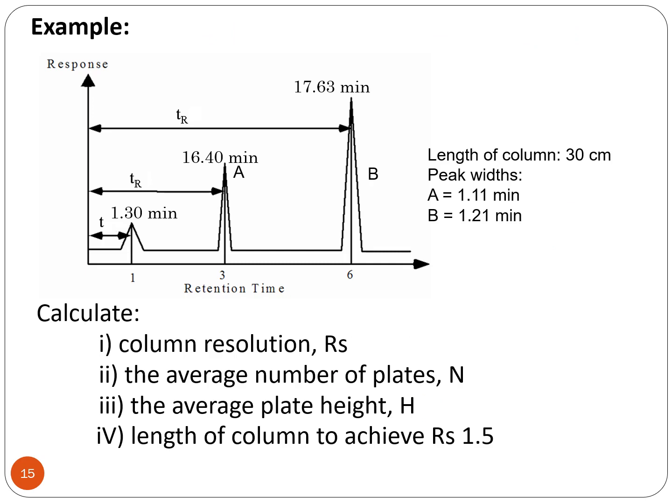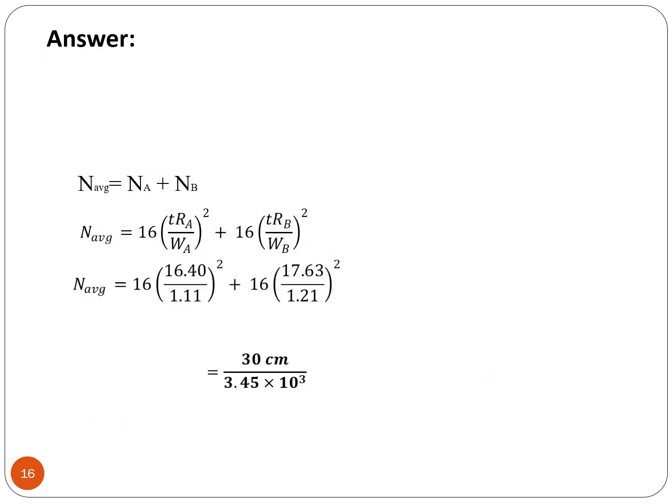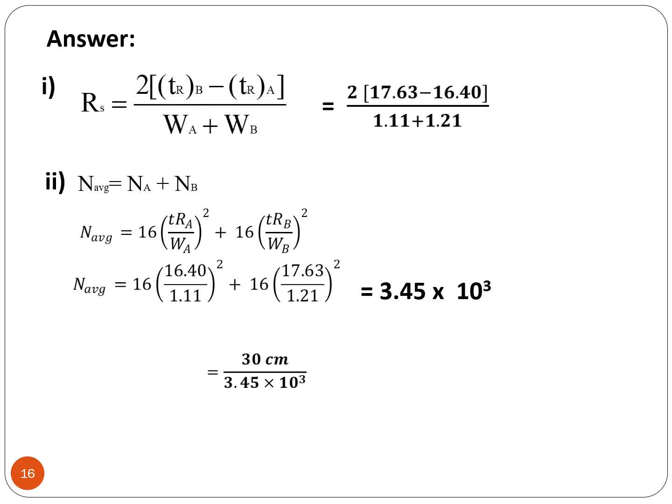Okay, so these are the questions. Okay, for the column resolution, just take the formula, then the average number of plates, the average plate height. So you can dapatkan daripada formula lah, cuma yang nombor 4 je yang complicated sikit. Length of column to achieve resolution 1.5. Okay, so basically 1, 2, 3 you boleh buat.